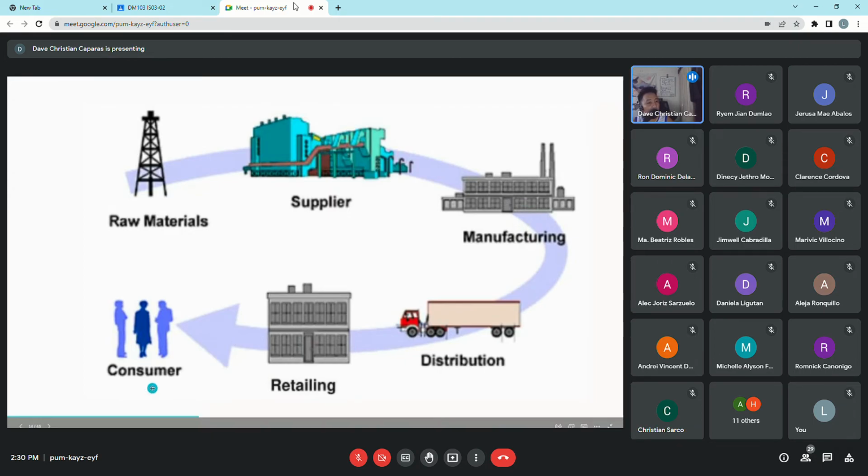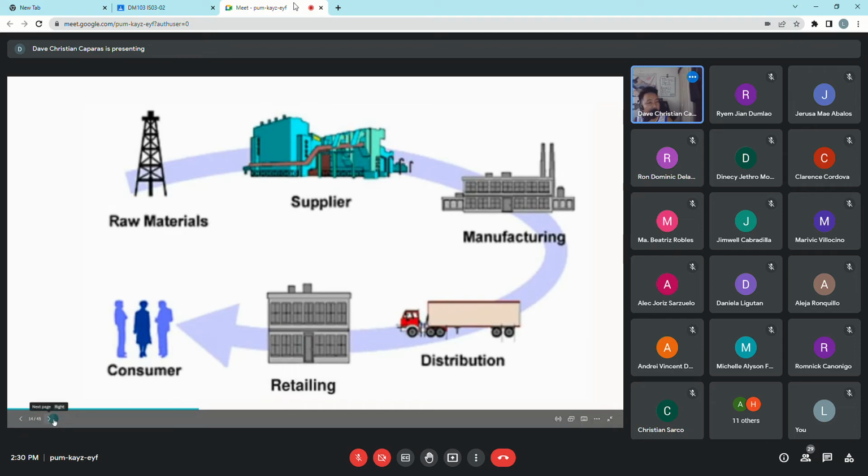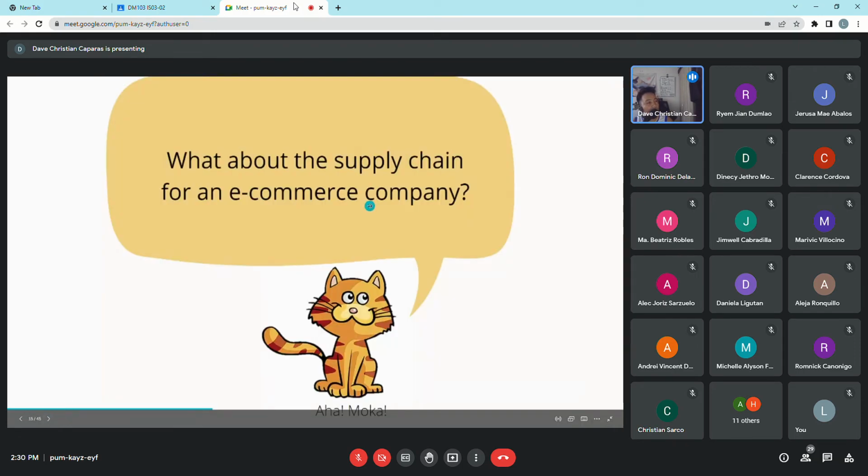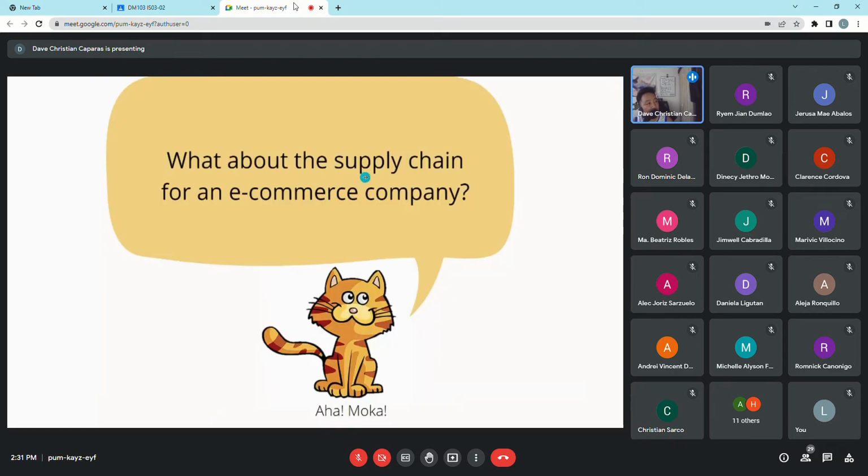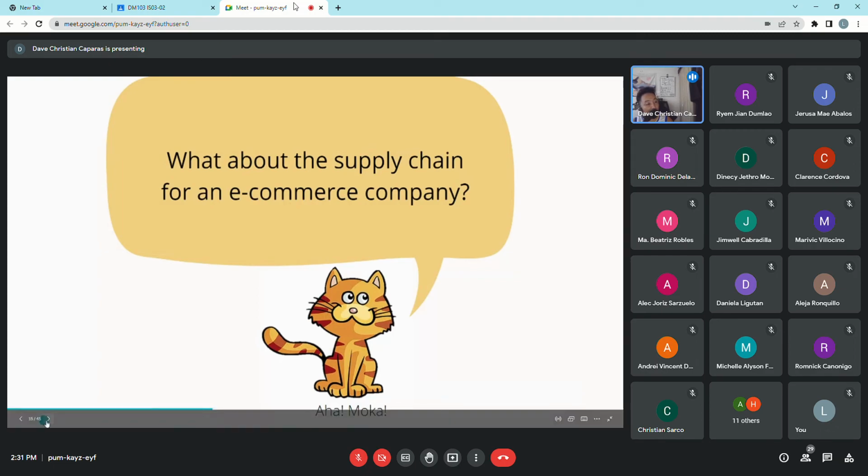Okay? So ngayon, there is also what we call as e-commerce supply chain or supply chain for an e-commerce company. Okay, so hindi basic ko kasi nakakairita yung boses niya. So ako na lang yung sasagot.